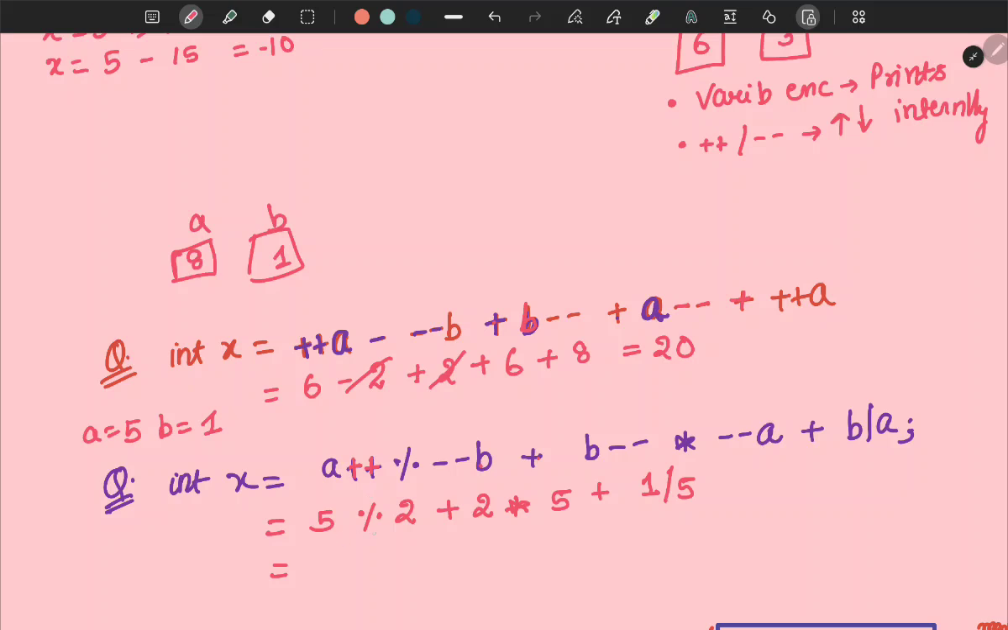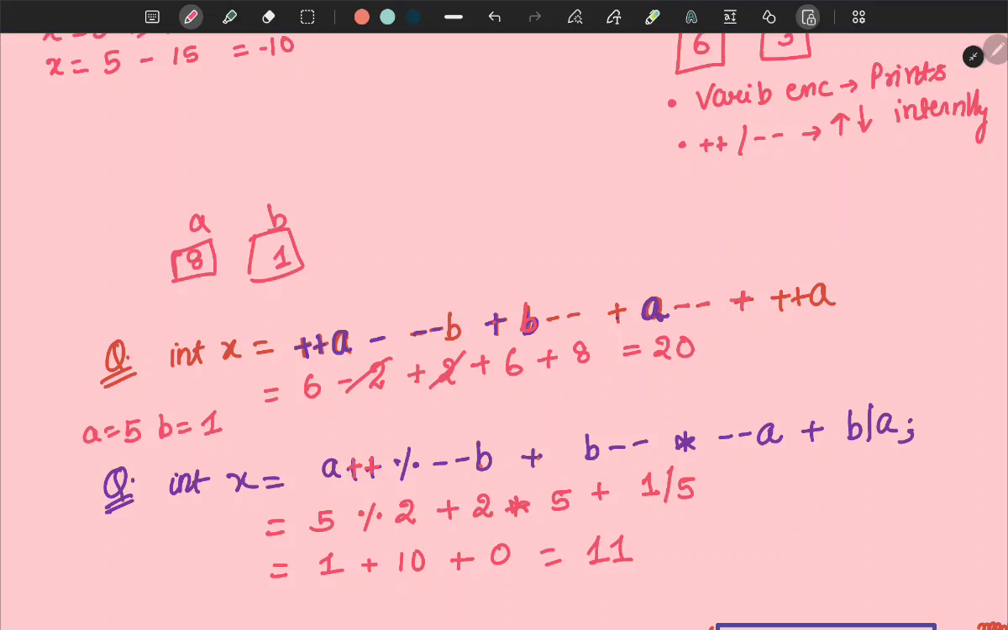We all know 5 mod 2, this is a modulus, so what it will give you? The remainder. 5 into 2, this will multiply, and then you have 1 by 5. What will 1 by 5 give you? It will give you 0. Okay, it will give you 0. So the final answer is 11.